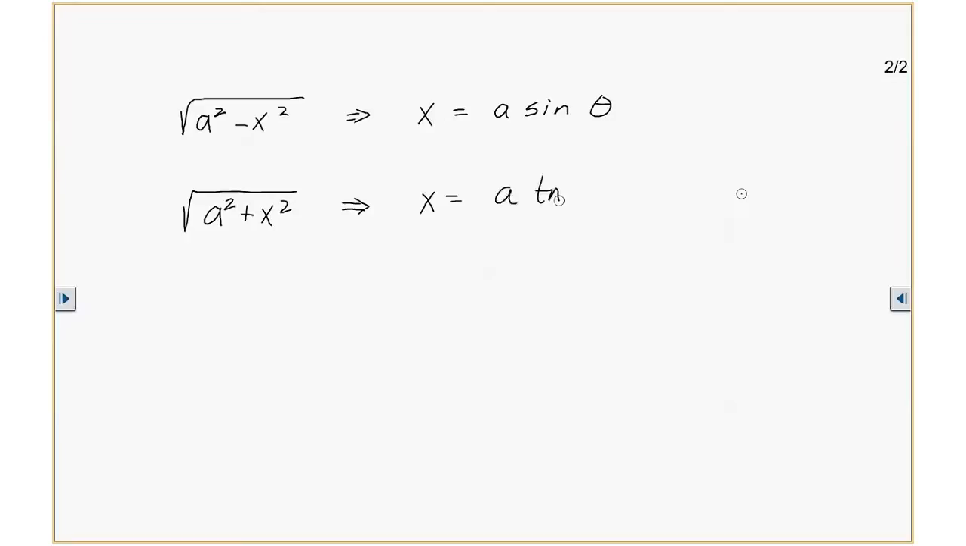The square root of a squared minus x squared gives us x is equal to a sine theta. The square root of a squared plus x squared gives us x is equal to a tan theta.